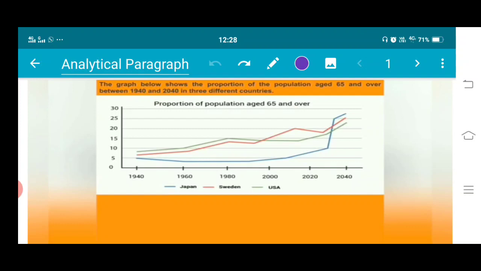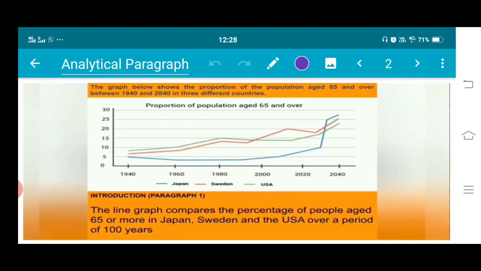Now see the paragraph. The question itself is telling us what we have to paraphrase, and how we have to write the introduction paragraph. Let's see. Under the paragraph I have given you the introduction: the line graph compares the percentage of people aged 65 or more in Japan, Sweden and USA over a period of 100 years, right? Because we came to know that the duration is from 1940 to 2040, so a 100 year gap is there, and that we have to write here.